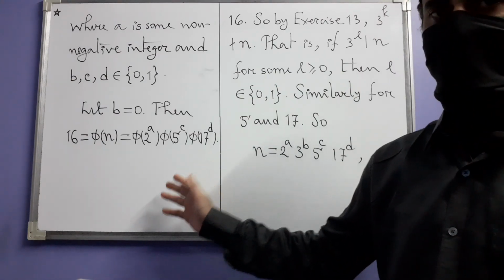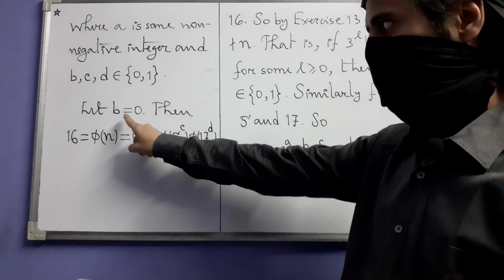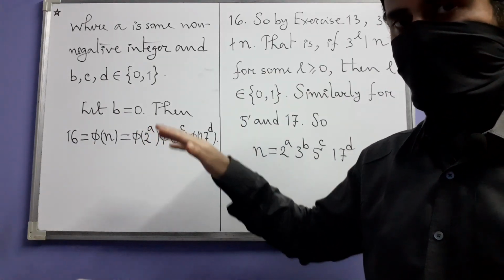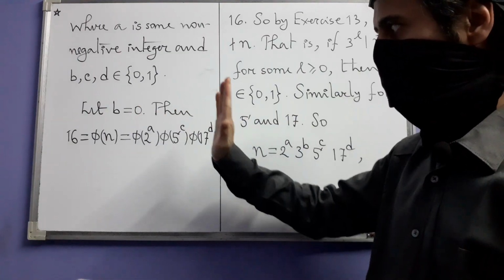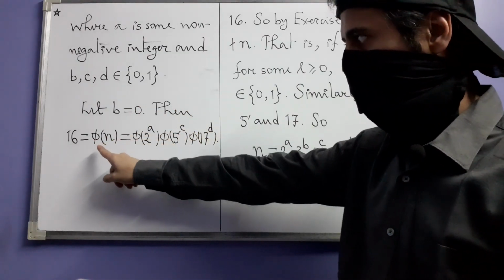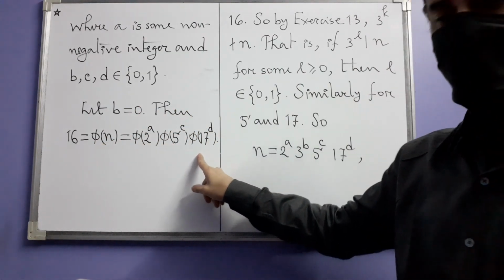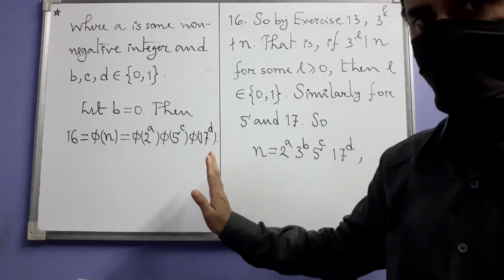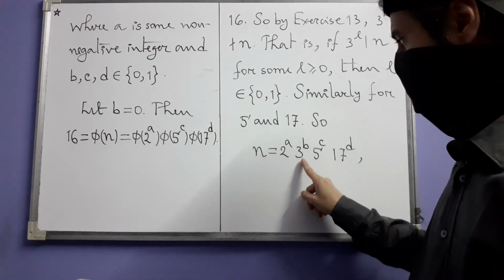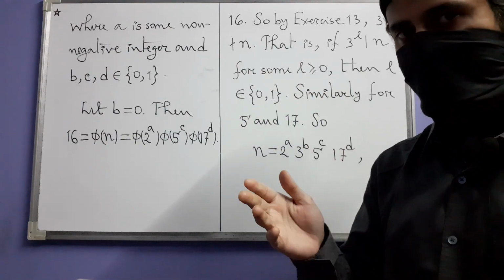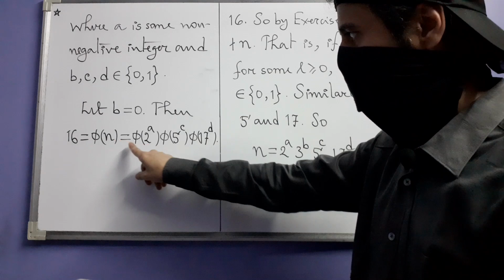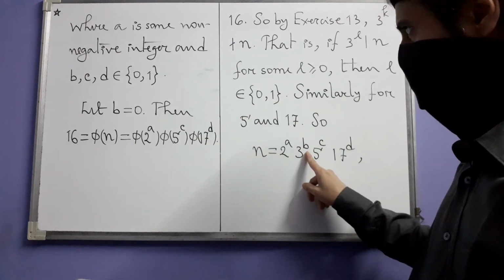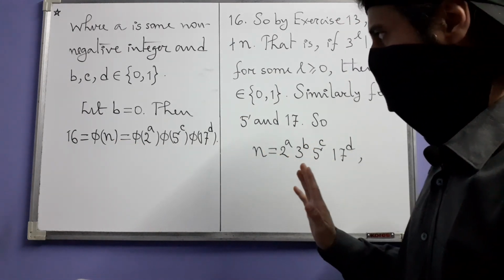Actually, we have to see only two cases depending on whether b is 0 or 1, but under each case there are subcases. Let's first consider b to be 0. Then 16, which is phi of n, becomes this. Phi is multiplicative, don't forget that, and these individual prime powers are mutually co-prime, relatively prime. So that's why phi distributes over this product, and because b is 0, this thing is not there.